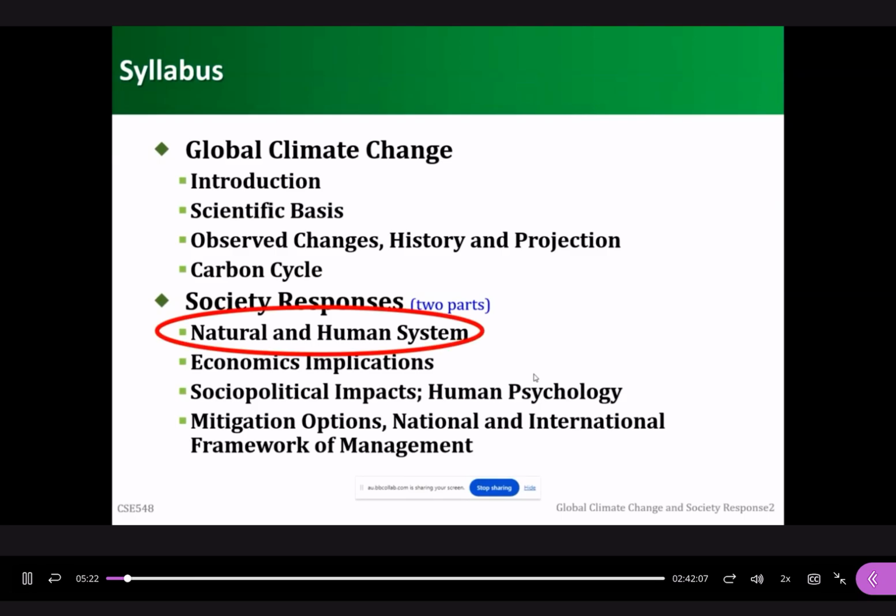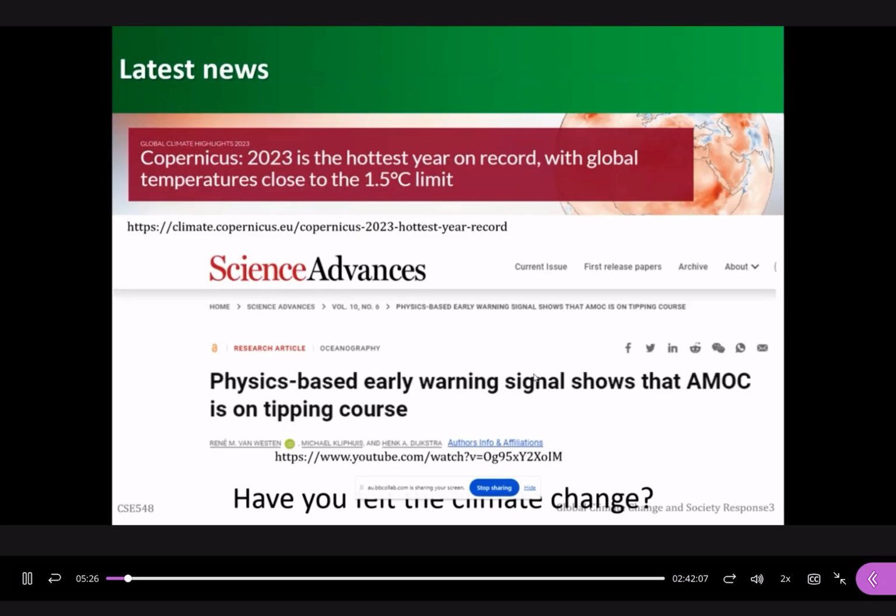Today is about natural and human system. Here are 2 latest news items about climate change. It already happened in the last year, and from January of this year so far there are also many different news reports about this. The first one is that 2023 is the hottest year on record, close to 1.5 degrees Celsius. From the first part, we already know our target is to control the temperature increase within 2 degrees Celsius. So far it's close to 1.5, which means we need hard work to mitigate climate change.